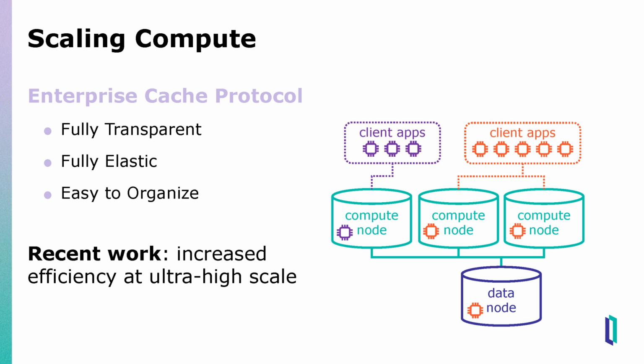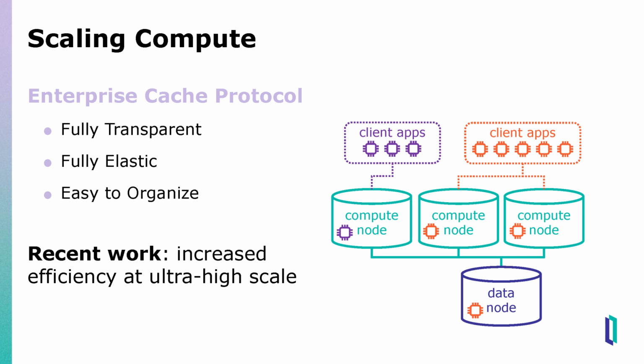Also, if your application is running on a client, a Java client, Python client, whatever you fancy, it doesn't matter whether it's connecting to a compute node or a data node, or which of your 100 compute nodes it's connecting to. So transparency is a very important property of ECP. Another one is elasticity. Spinning up an additional compute node takes just the time it takes to spin up the infrastructure. The connection takes a second or so, and then you can spread your workload across more machines.